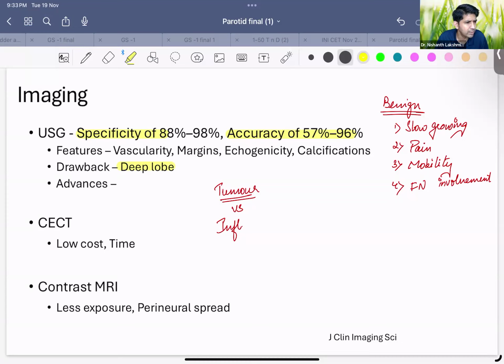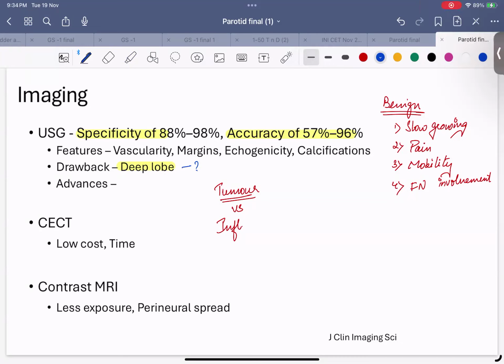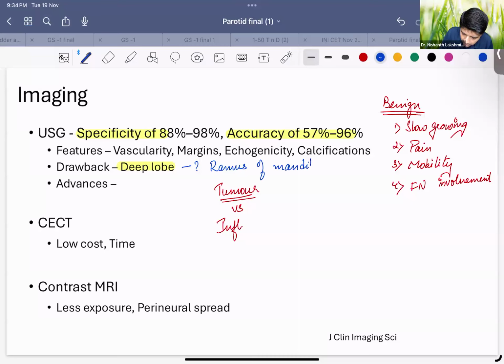Can someone tell me why? If we can see superficial, why can't we see the deep lobe? Because it goes beyond the mandible. Yes, the ramus of the mandible comes in the way. So you'll have an acoustic shadowing, so you can't see what is beyond it. Okay. So because of the ramus of the mandible, the deep lobe is something that is normally not visualized.